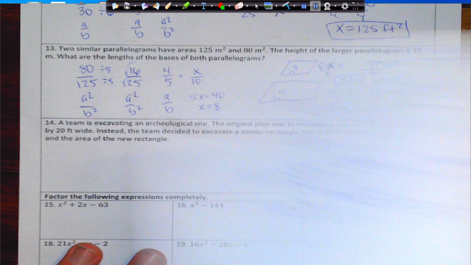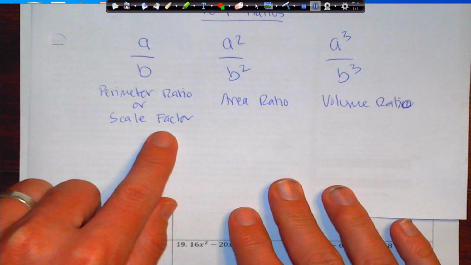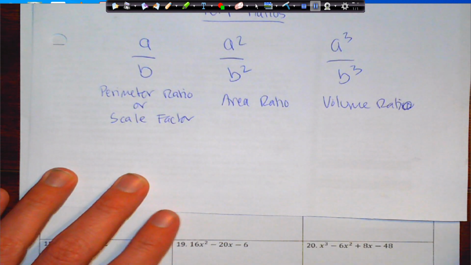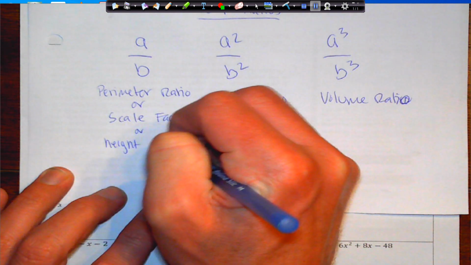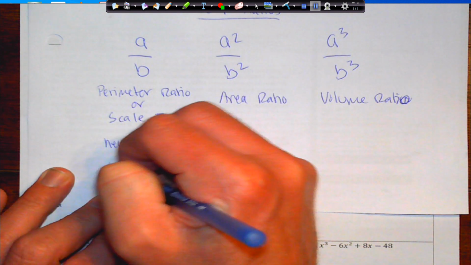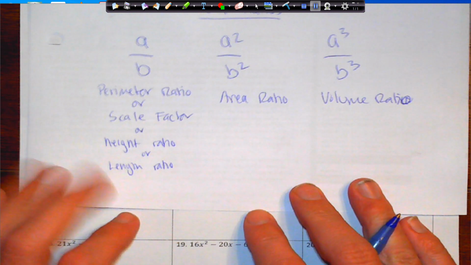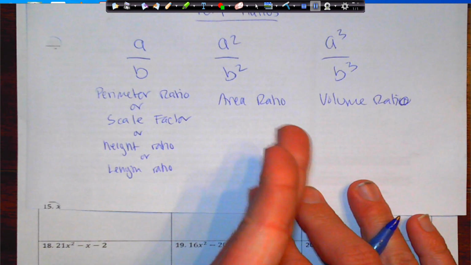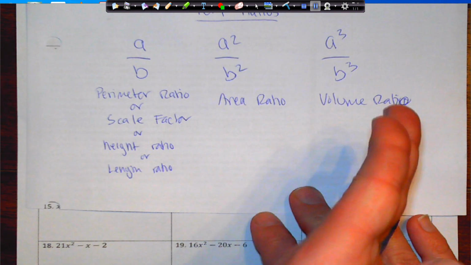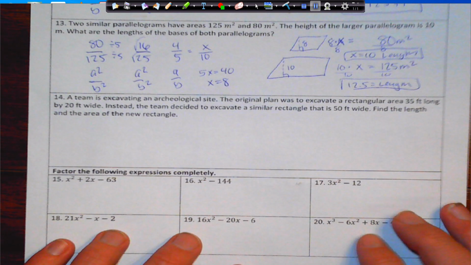So on our little cheat sheet, a lot of times perimeter ratio, scale factor, sometimes we even say height ratio or length ratio. Again, anything that's one-dimensional. Height, length, perimeter, they're all single dimensions. Area ratio, 2 dimensions, and we'll eventually get to volume, which is 3 dimensions. Alright, so those are our 2 answers.